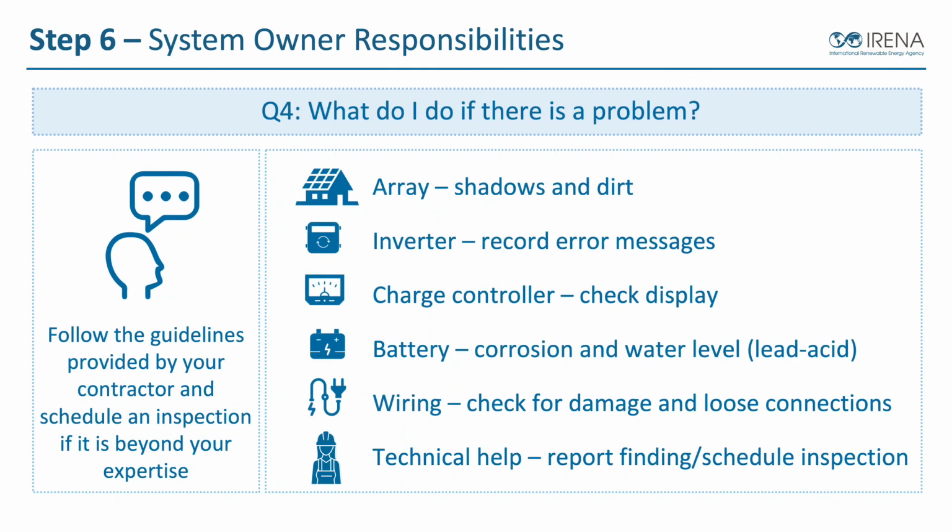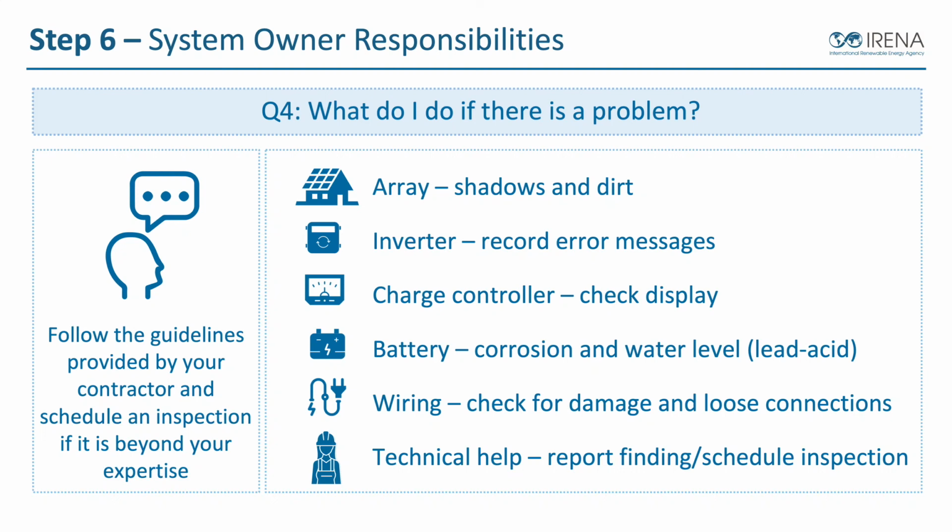So what do I do if there's a problem? Okay, some of the problems that we can look for on the array could be shadows and dirt, anything that's creating a shadow on the array. Could be dust, could be whatever. We want to look for that because that could be a production issue. On the inverter, we want to record any error messages.